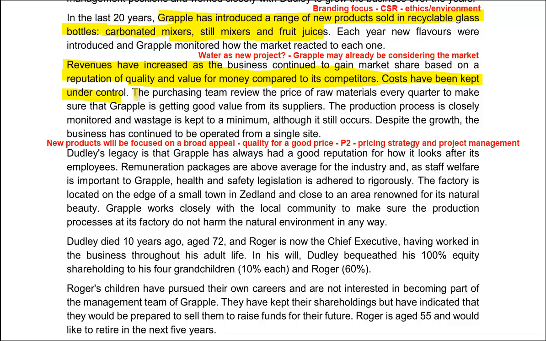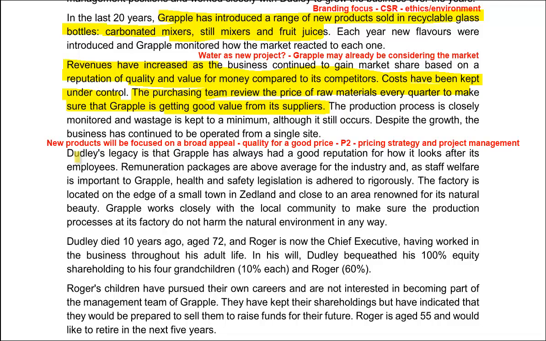Oh, and that did not take long. I failed to read the next sentence immediately. The purchasing team review the price of raw materials every quarter to make sure that Grapple is getting good value from its suppliers. And I suspect there is a quality test too for those materials or supplies. So with this in mind, we already have that confirmation really that they are doing a feedback control system. This is where we can link in our P2 and E2 knowledge into this kind of process that they undertake. In fact, I would say that this page, being the history of Grapple, is perhaps not quite accurate, but that's besides the point.